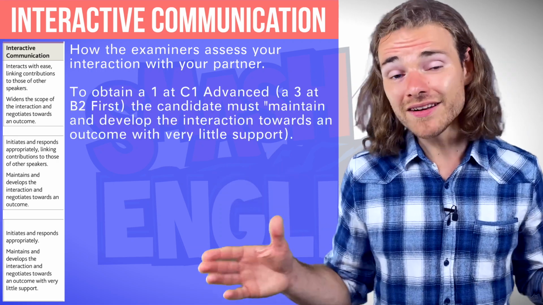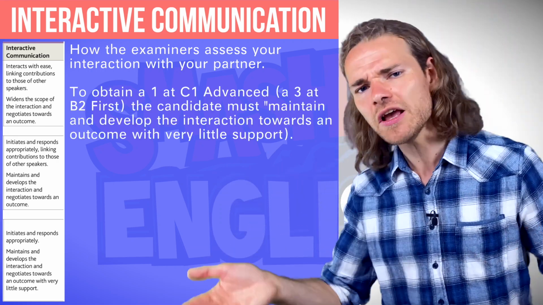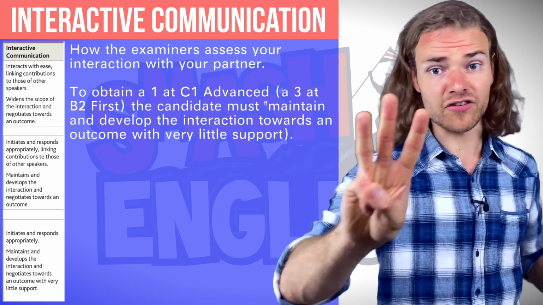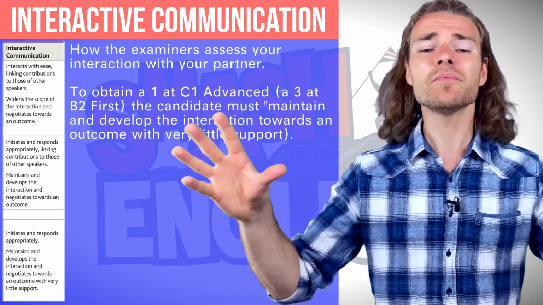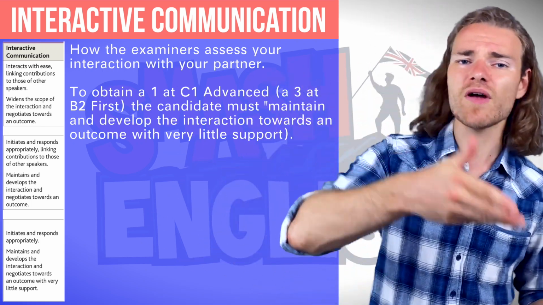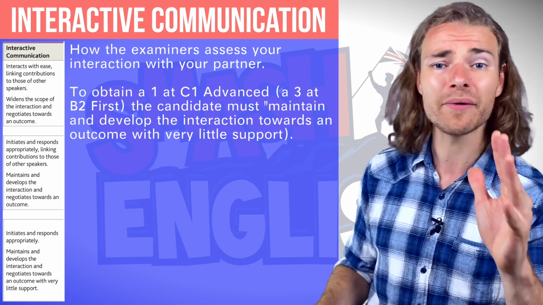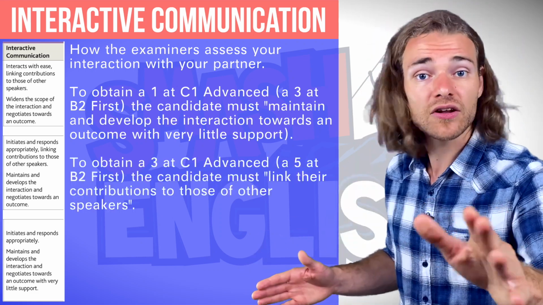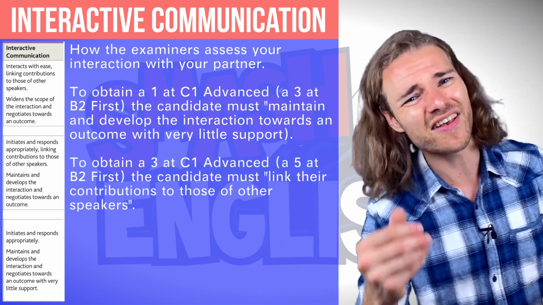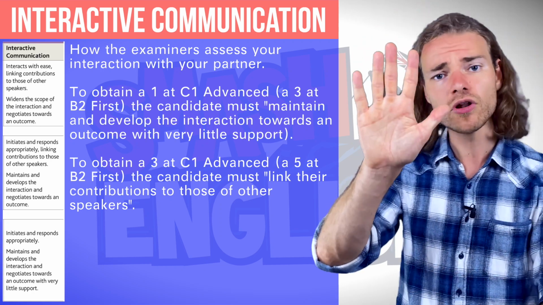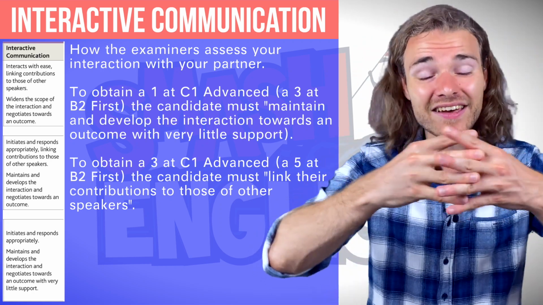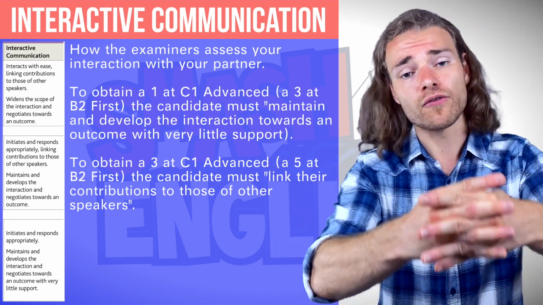To get a 1 at the CAE level, which is the same as a 3, a pass, at the B2 First level, the candidate must maintain and develop the interaction towards an outcome with very little support. A 3 at the CAE level, which is the same as a 5 at the B2 First level, requires the candidates to link their contributions with those of the other speakers.